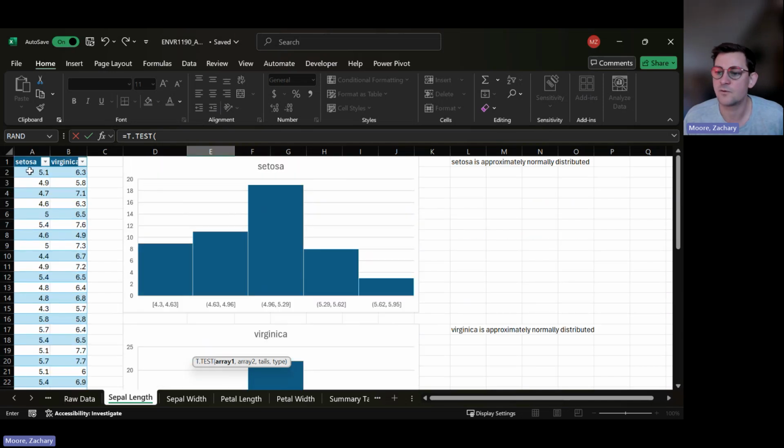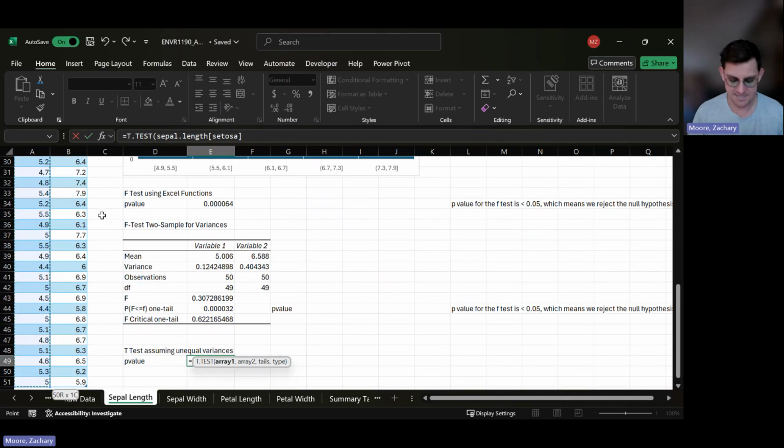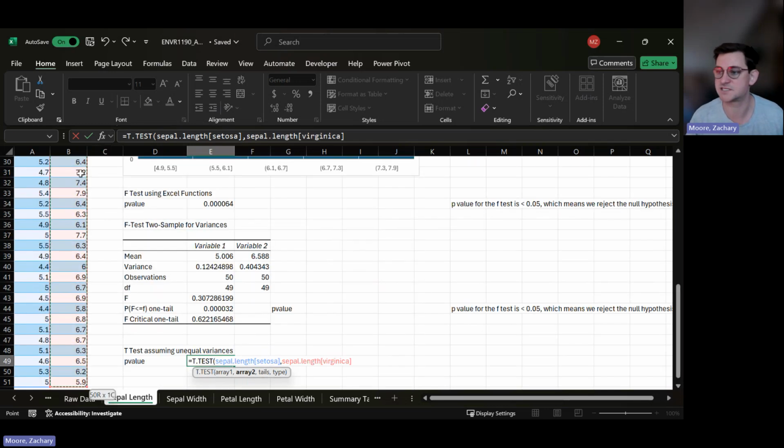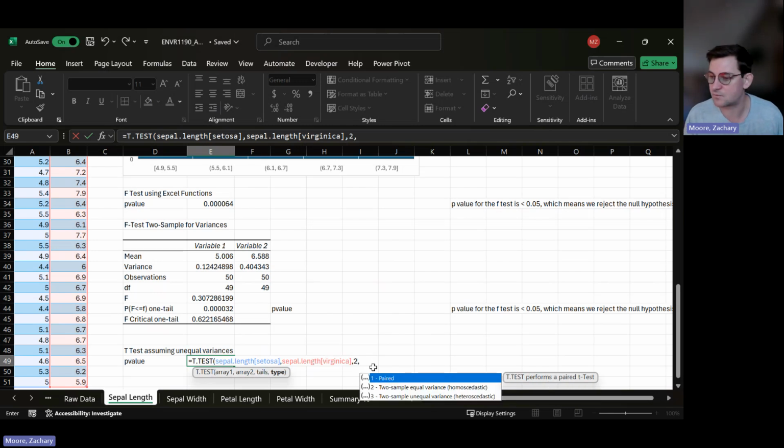For array 1, we're going to pick Setosa again. For array 2, we're going to pick Virginica, because these are the two data sets that we want to compare. We want to use 2 tails, so we click 2. And then this final type option is which type of t-test do you want to use? Do we want to use paired? No, because they are independent of one another between those two data sets.